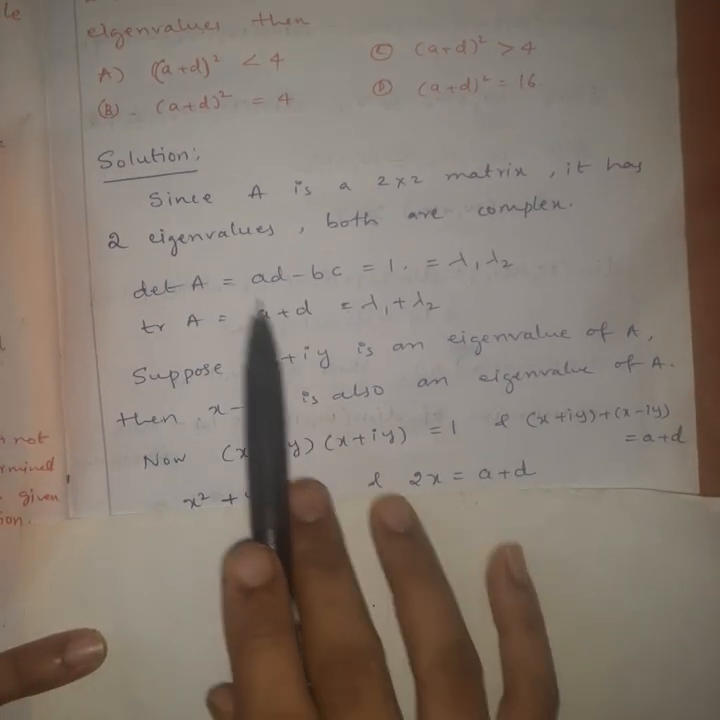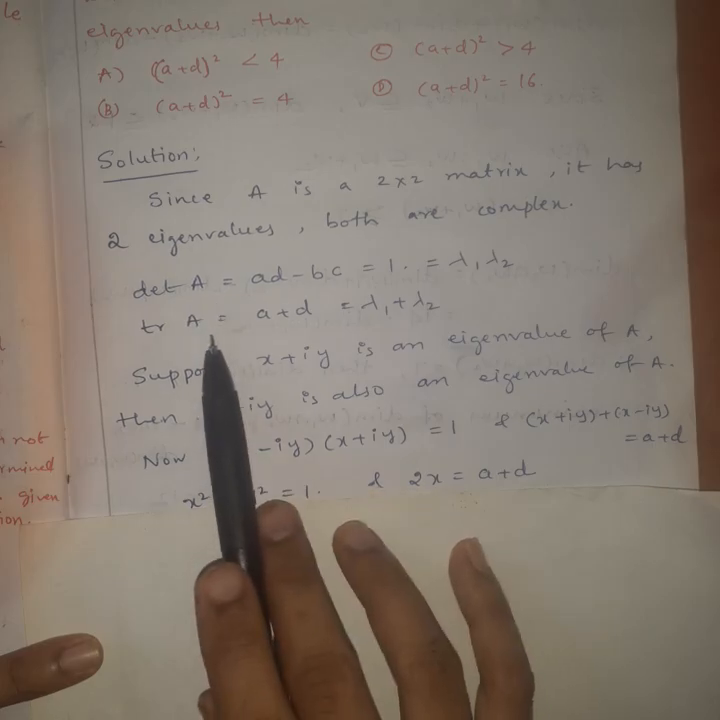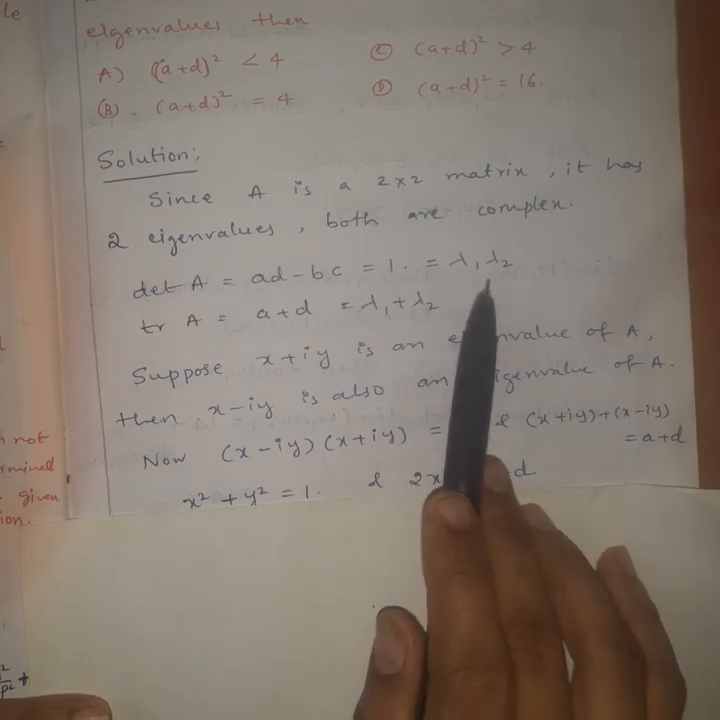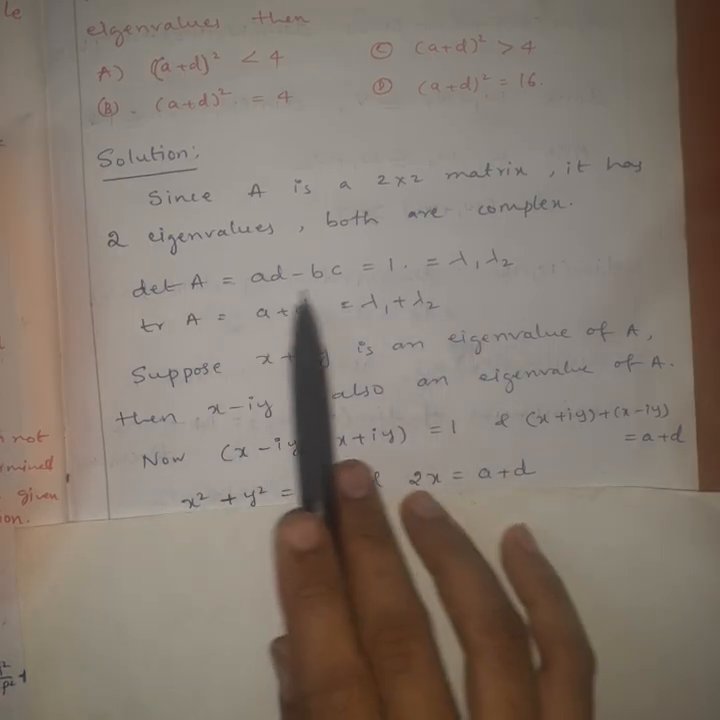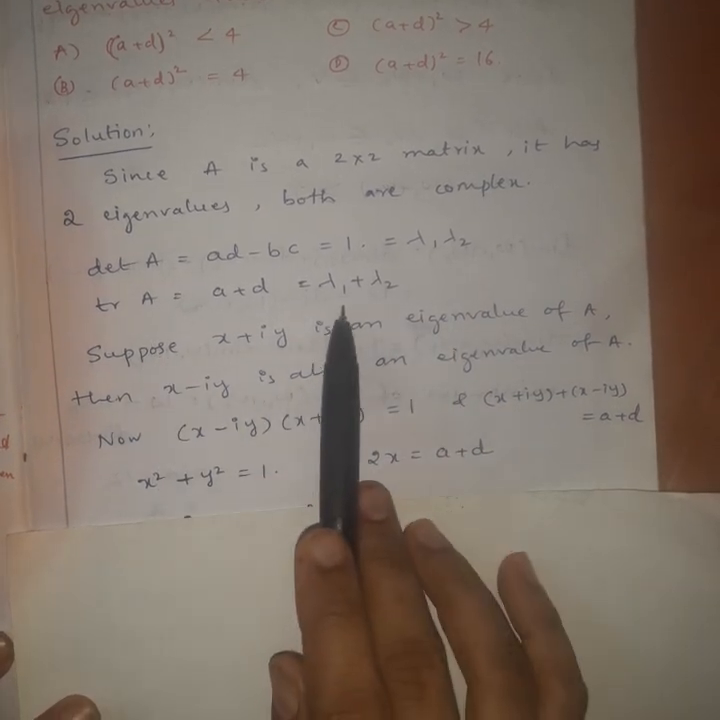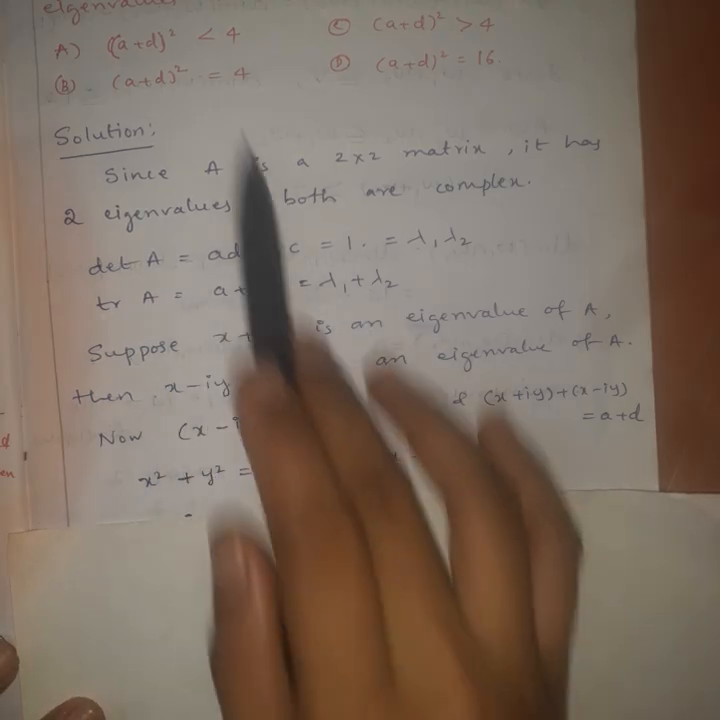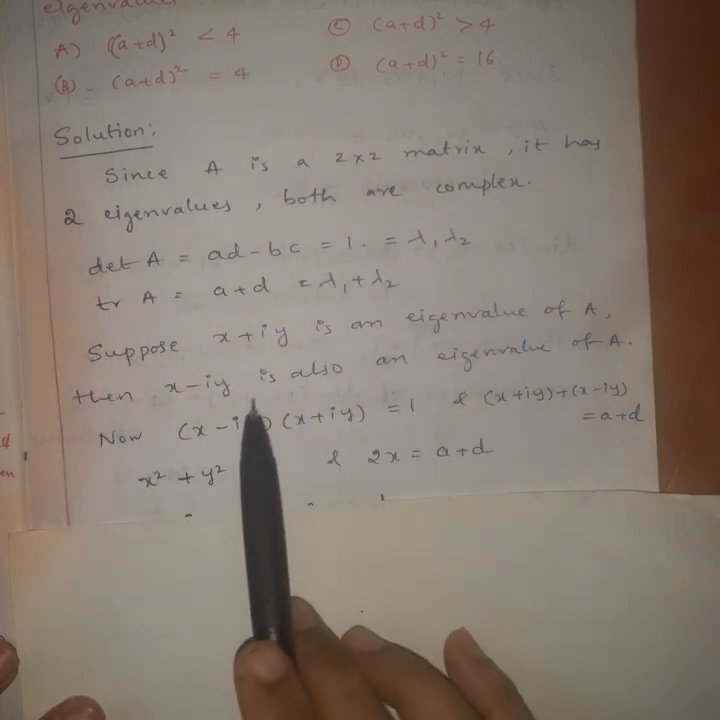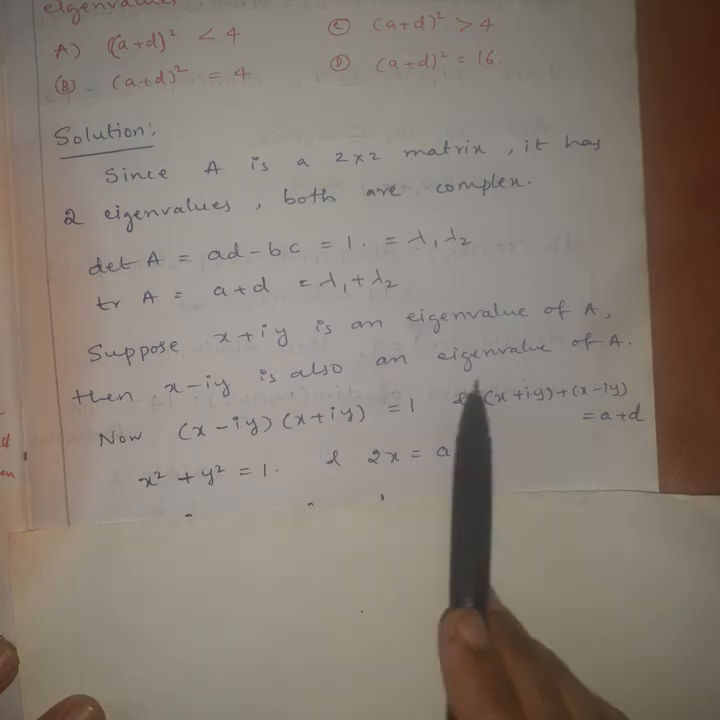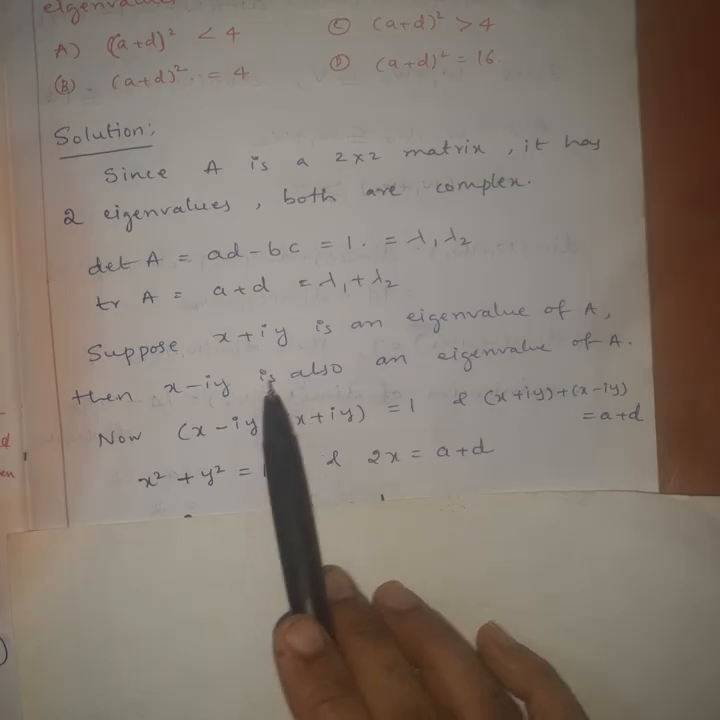Okay. Also we know that the product of eigenvalues is equal to the determinant of A, and the trace of the matrix is the sum of the eigenvalues. Suppose lambda 1 and lambda 2 are the two eigenvalues, then the determinant of A will be lambda 1 into lambda 2, for a 2 by 2 matrix, and trace of A will be lambda 1 plus lambda 2. Trace A is a plus d, determinant A is ad minus bc. Suppose x plus iy is an eigenvalue of A, then x minus iy is also an eigenvalue of A, because if a complex eigenvalue exists, then it always occurs in conjugate pairs.